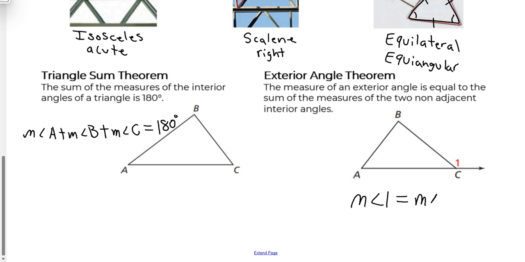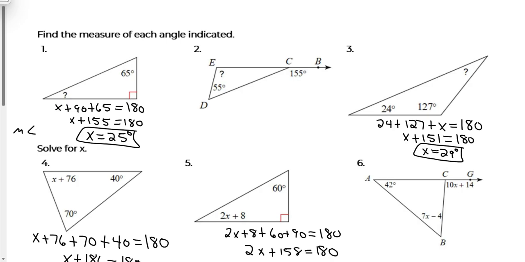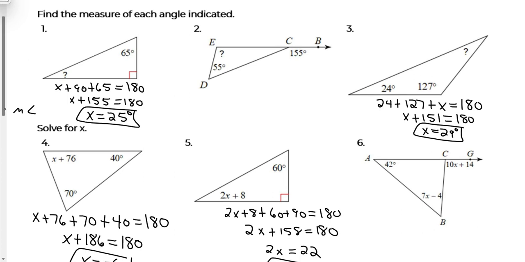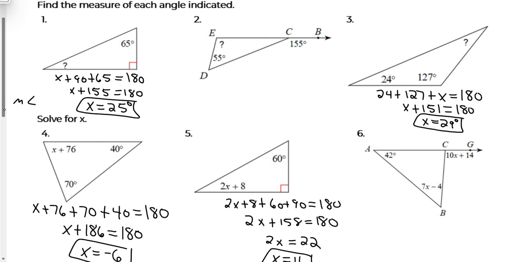All right, so exterior angle theorem states that the measure for angle 1 is equal to the measure of angle A plus the measure of angle B. Seems kind of confusing right now. When we get into some examples, it'll make a little more sense. Let's go ahead and get to the next page. From yesterday, we're going to do the couple problems that we skipped.